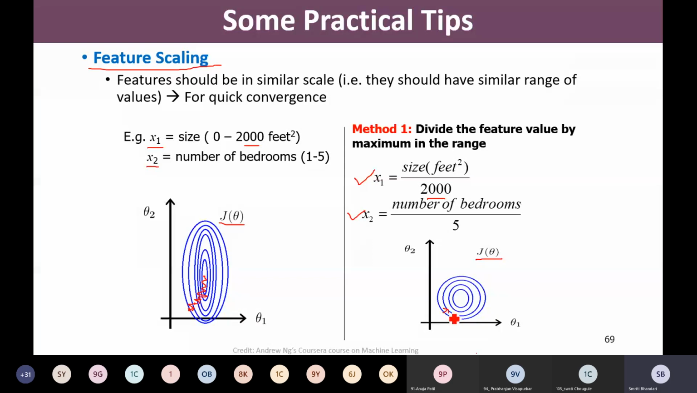if we apply gradient descent, it will take such steps and it will converge quickly, right? And this is how such feature scaling will help us to expedite our gradient descent. Okay, so this is the first method for feature scaling.